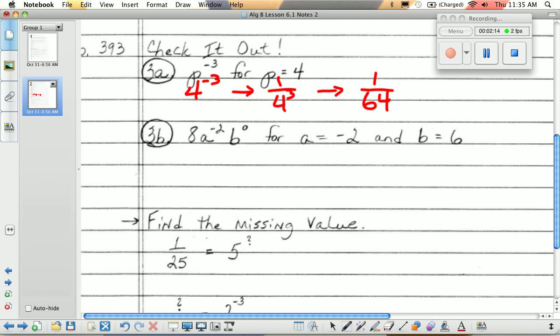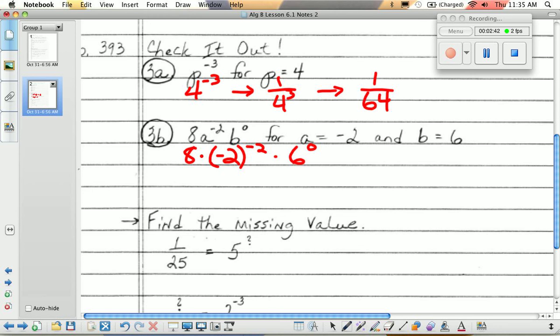Okay, so let's substitute in for our next one. We have 8 times a to the negative 2 power, times b to the 0 power, when a is equal to negative 2 and b is equal to 6. So let's substitute those values in first of all. Remember, when you have a negative number being taken to a power, you have to put it in parentheses. And 6 to the 0 power? 6 is getting taken to the 0 power because b is 6.